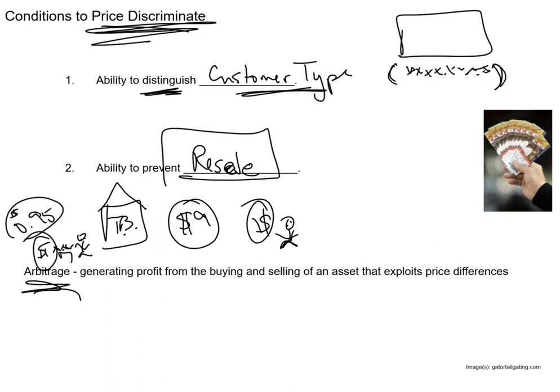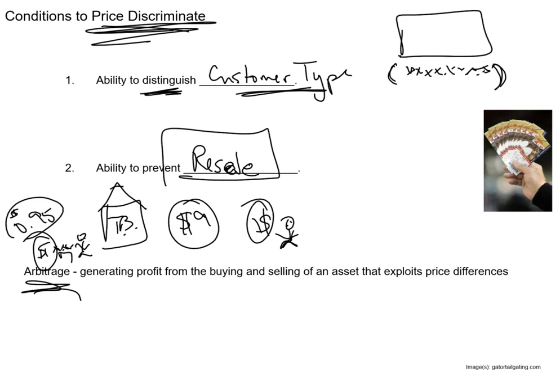Arbitrage, formally a definition, generating profits from the buying and selling of an asset that exploit price difference, right? I buy my tacos for 90 cents, I sell them for 95 cents. That's still cheaper than the dollar that Taco Bell is selling them for. And so me and that consumer end up better off. We're undercutting Taco Bell, right?